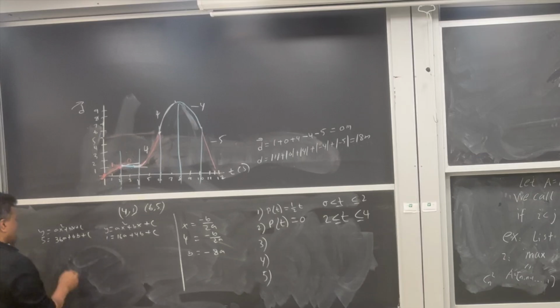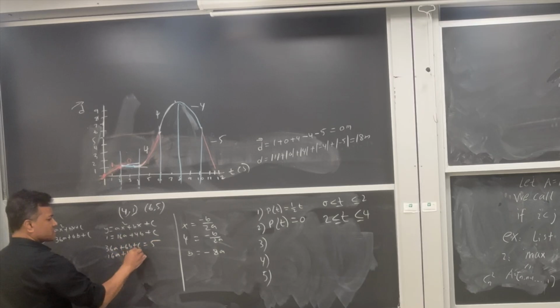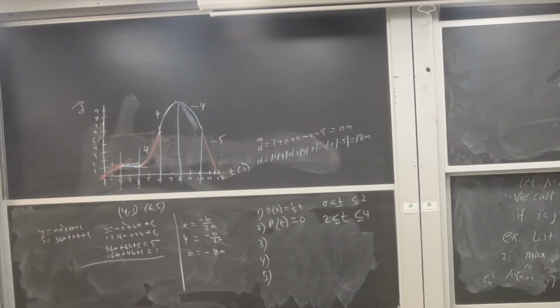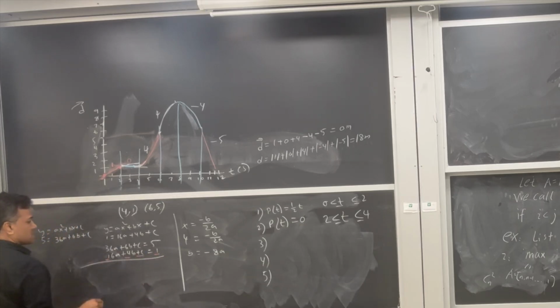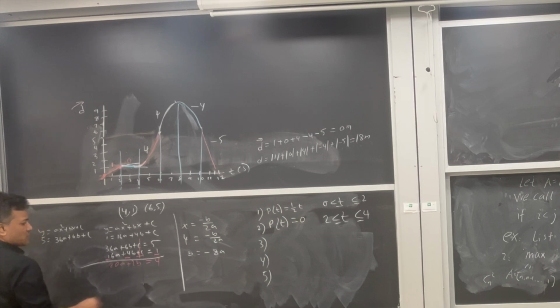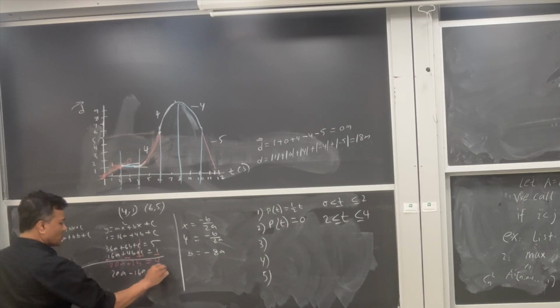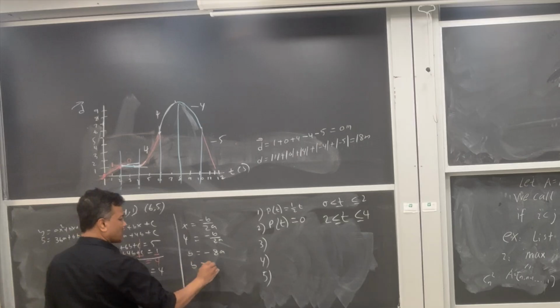Okay, now you can write 36a plus 6b plus c is equal to 5, and 16a plus 4b plus c is equal to 1. You can do the math, and this is 20a plus 2b, this is cancelled, is equal to 4. So what you want to do, you know the b is negative 8a, so you plug that in, 20a and negative 16a is equal to 4, so 4a is equal to 4, a is equal to 1. If a is equal to 1, b is equal to negative 8.